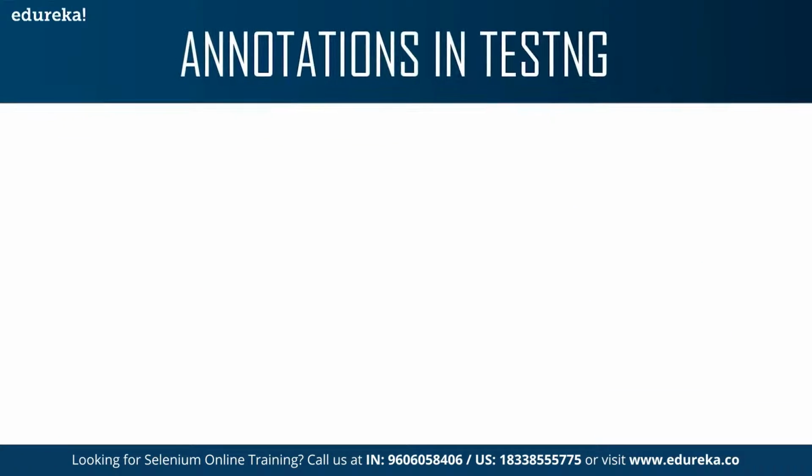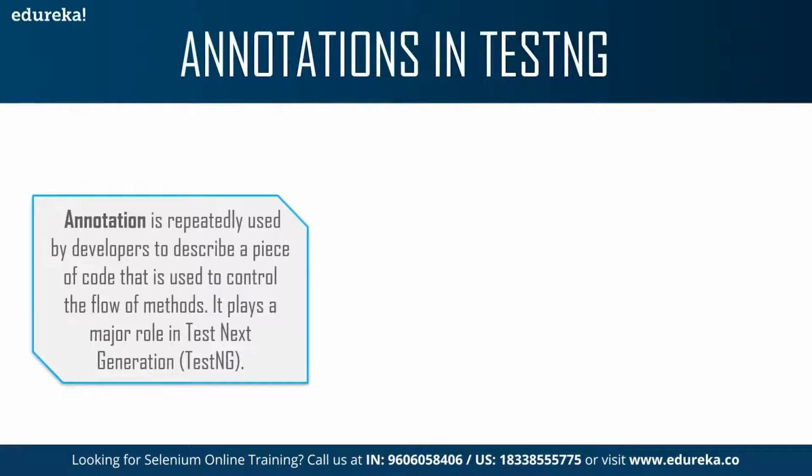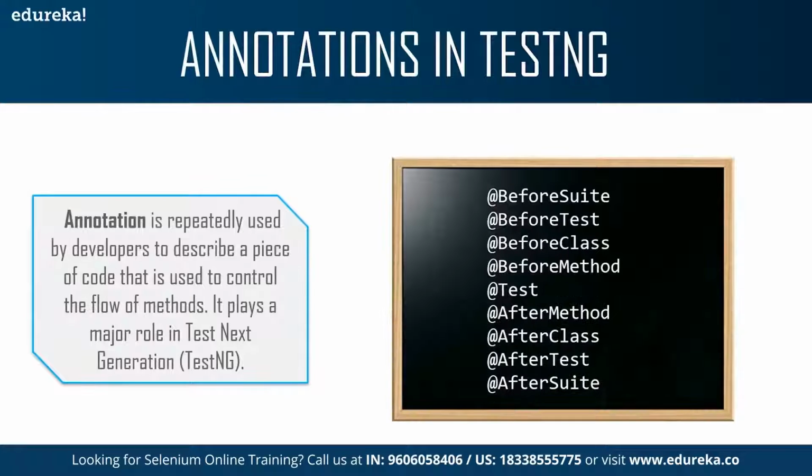Annotations in Selenium are used to control the next method to be executed. Test annotations are defined before every method in the test code. In case any method is not prefixed with annotations, then that method will be ignored and not executed as a part of the test code.